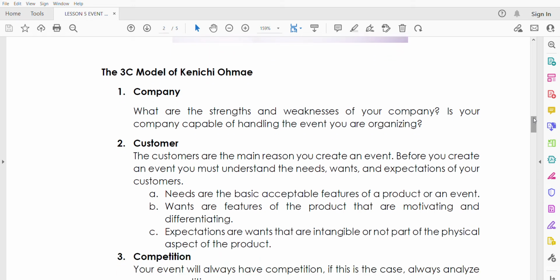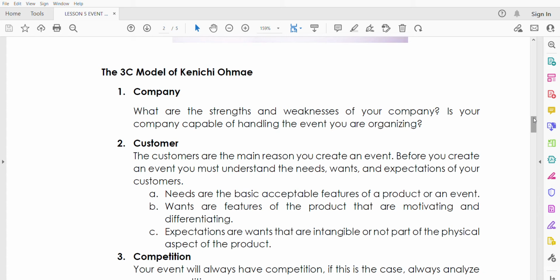For company, you will be asking the following questions on what are your strengths and weaknesses. Is your company capable of handling the type of event that you're organizing? Do you have enough manpower, the financial capabilities, as well as logistic resources to get your event going? As well as you need to identify your target profit for your event in comparison to your previous events.